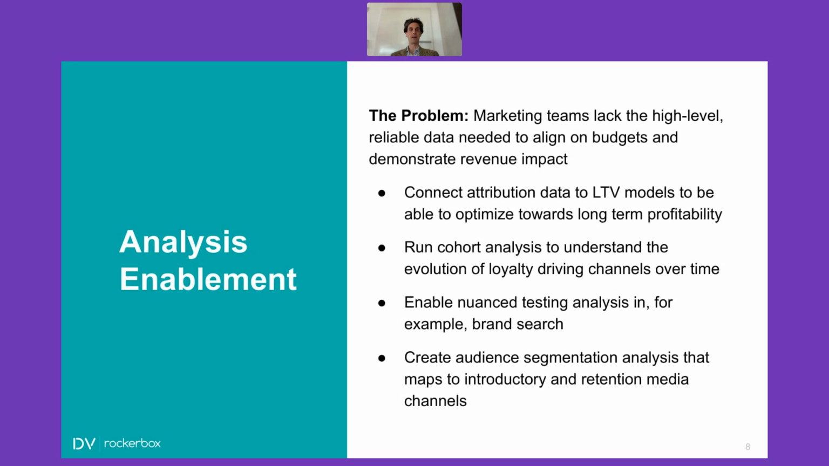Thirdly, nuanced testing and testing type analyses. The example that I put in here is brand search, so I'm going to talk about brand search. As I said, MTA is really great at bringing together a lot of different channels so that we can understand the impact of each different channel separately, and we can see them all in the same place.